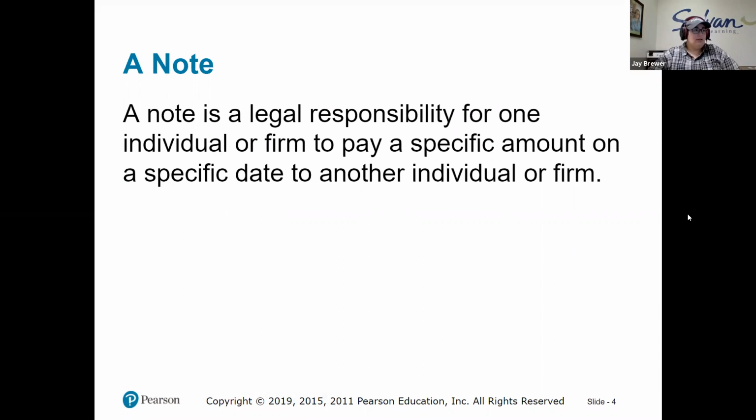A note is a legal responsibility for one individual or firm to pay a specific amount on a specific date to another individual or firm. I think we talked about this in chapter 8 or something, where a firm or a company can choose to pay someone with a note and cash or something like that. So this is coming back up.